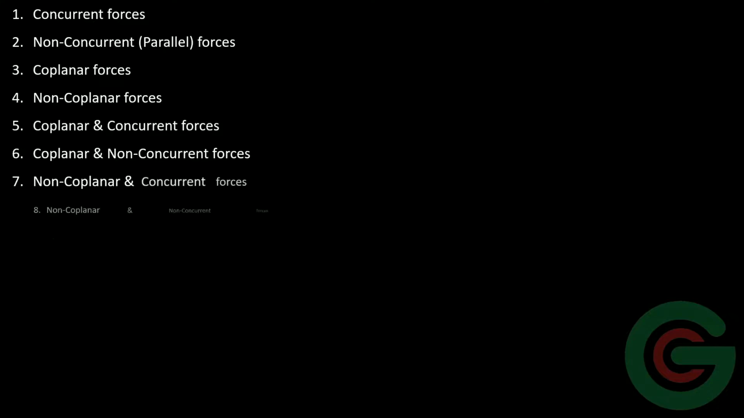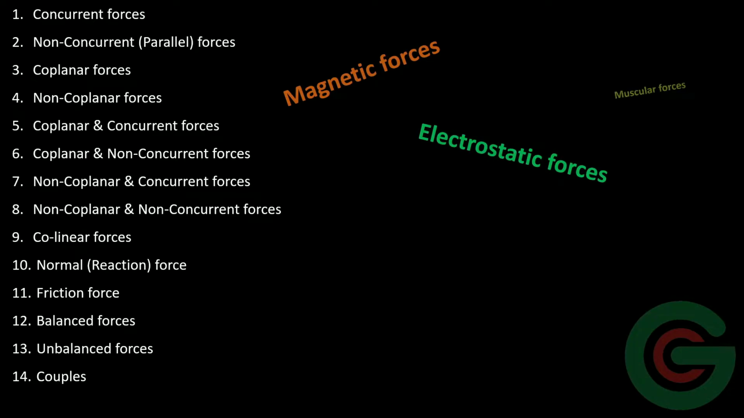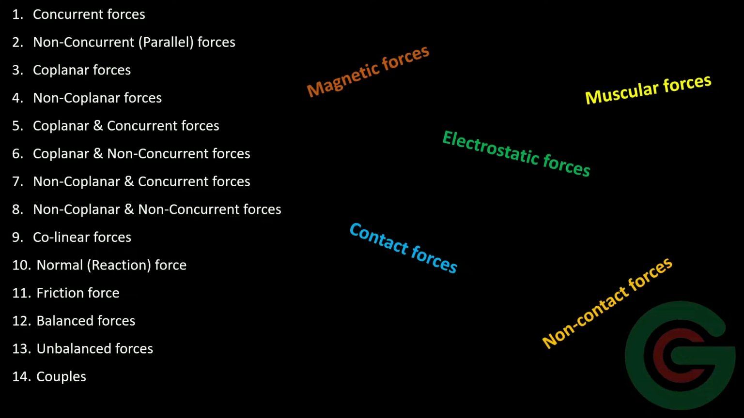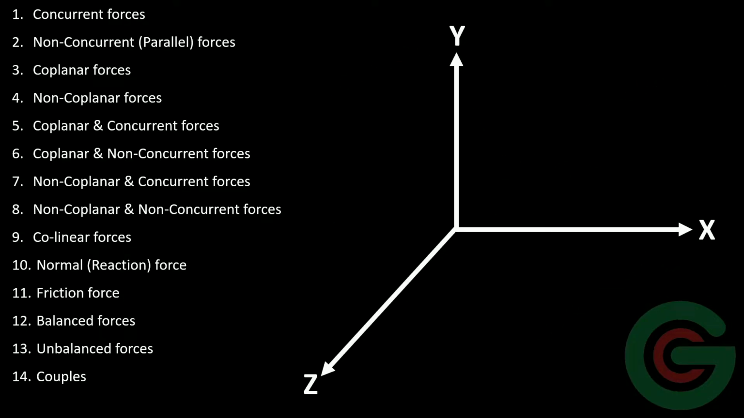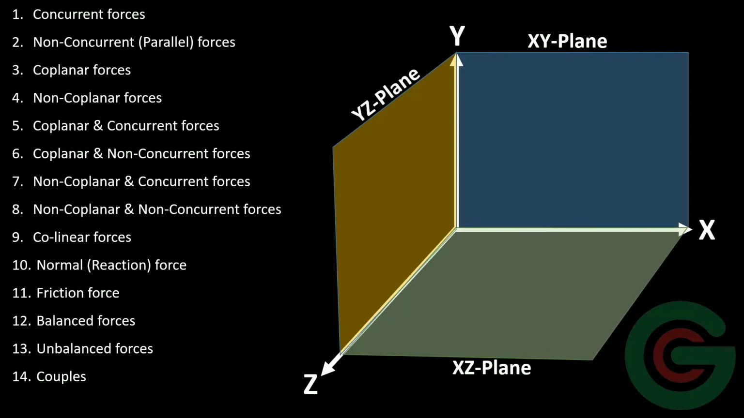Now let us discuss the different types of forces. This is not a generic classification related to the broader scope of physics. For example, we have magnetic forces, electrostatic forces, muscular forces, etc., based on contact and non-contact forces, which are not related to our subject. This classification of types of forces is specifically related to rigid body mechanics, and we will discuss them one by one. Now let there be XYZ axes spanning in 3 directions. This is the XY plane, this is the YZ plane, and this is the XZ plane.